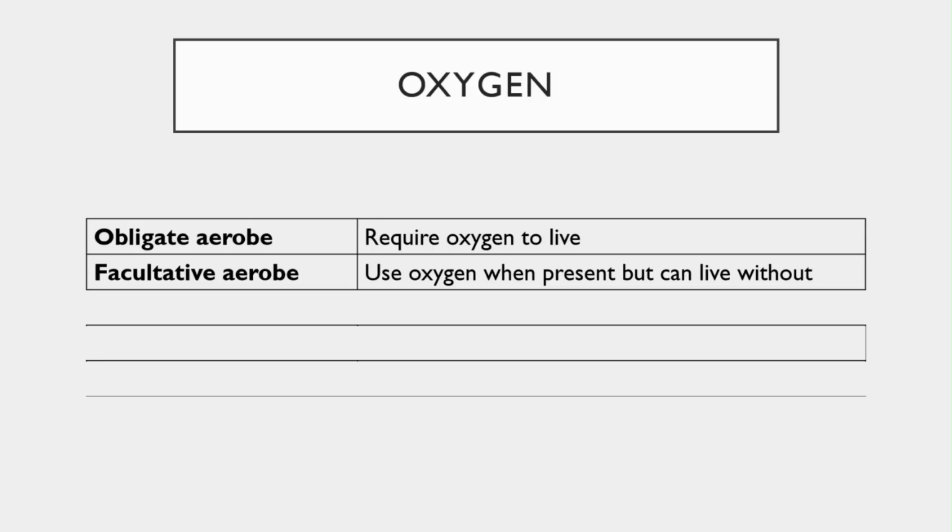Facultative aerobe uses oxygen when present. They prefer it. It's a great way to make a living, but they can live without it with other metabolic capabilities that allow them to survive without oxygen.